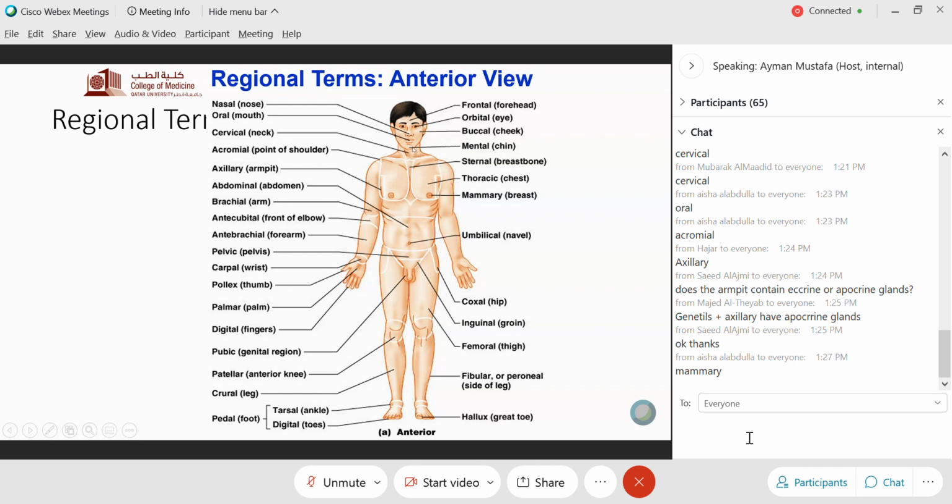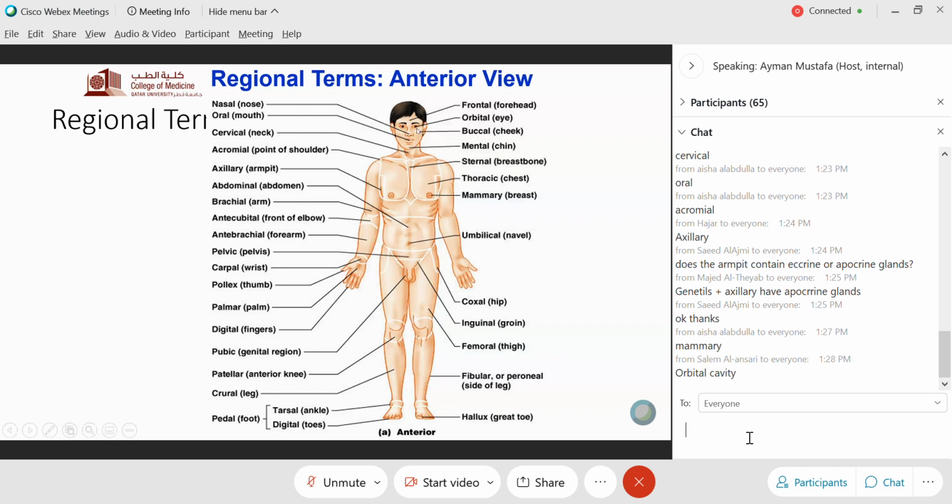So the nerve that supplies this area, for example your chin, we don't call it chin nerve. We call it mental nerve. Same thing with your cheeks. The nerve which supplies your cheeks, we don't call it cheek nerve, we call it buccal nerve. The cavity where your eyes are located, we call it the orbital cavity, I don't call it eye cavity. The front area of your head, the forehead, we call it frontal.